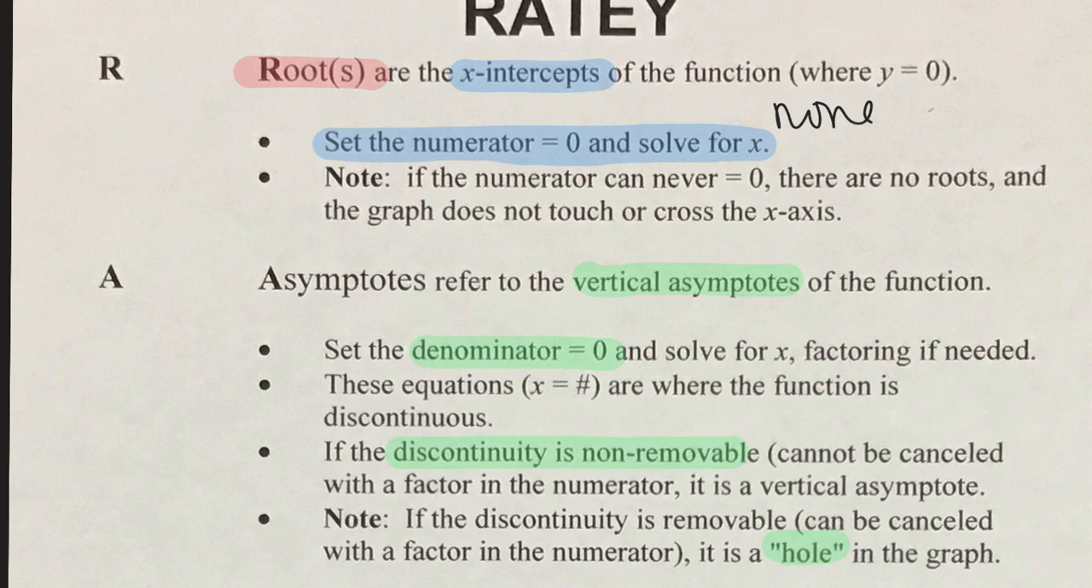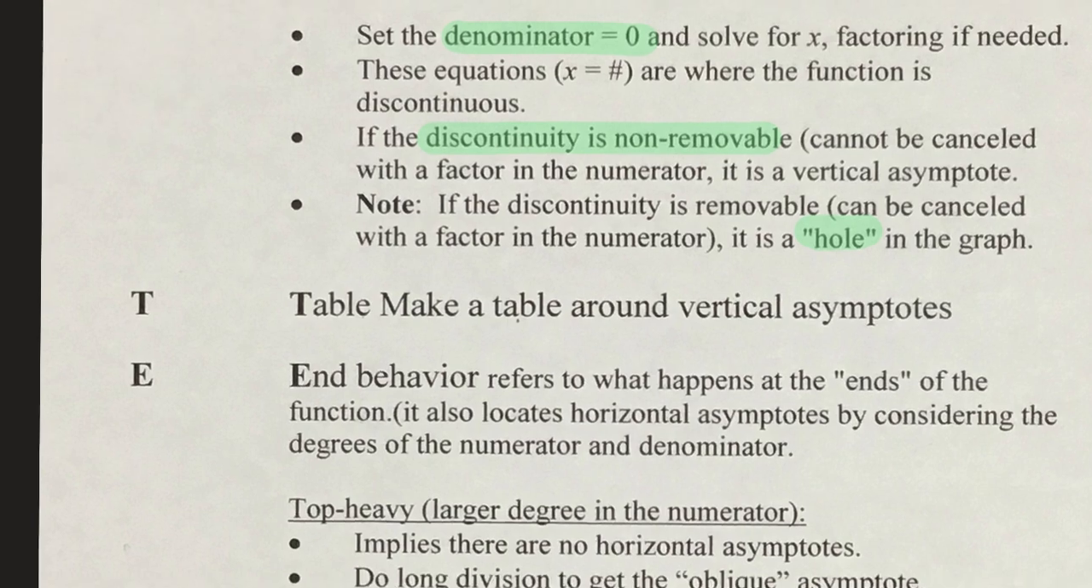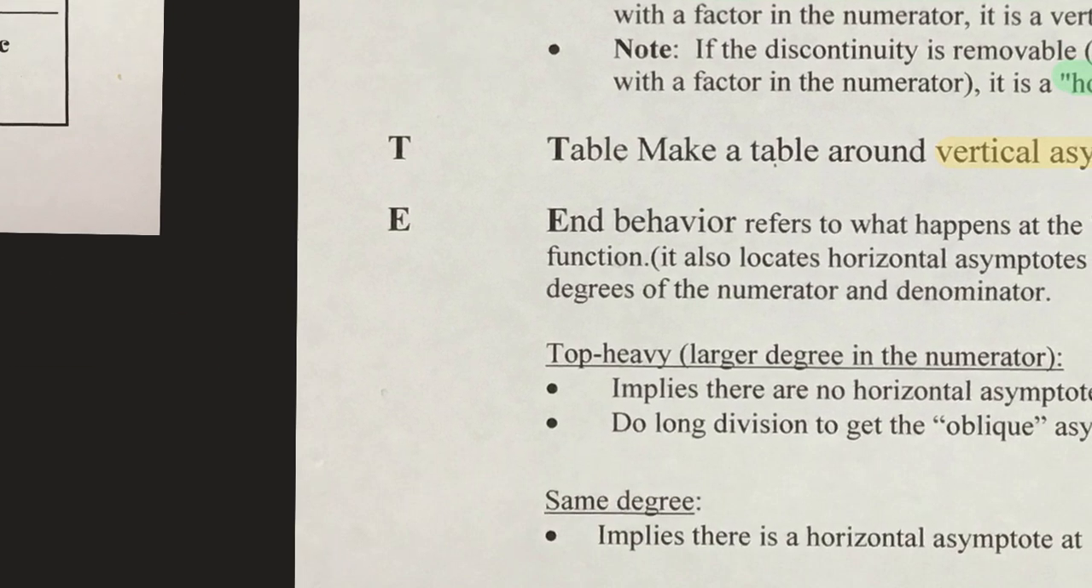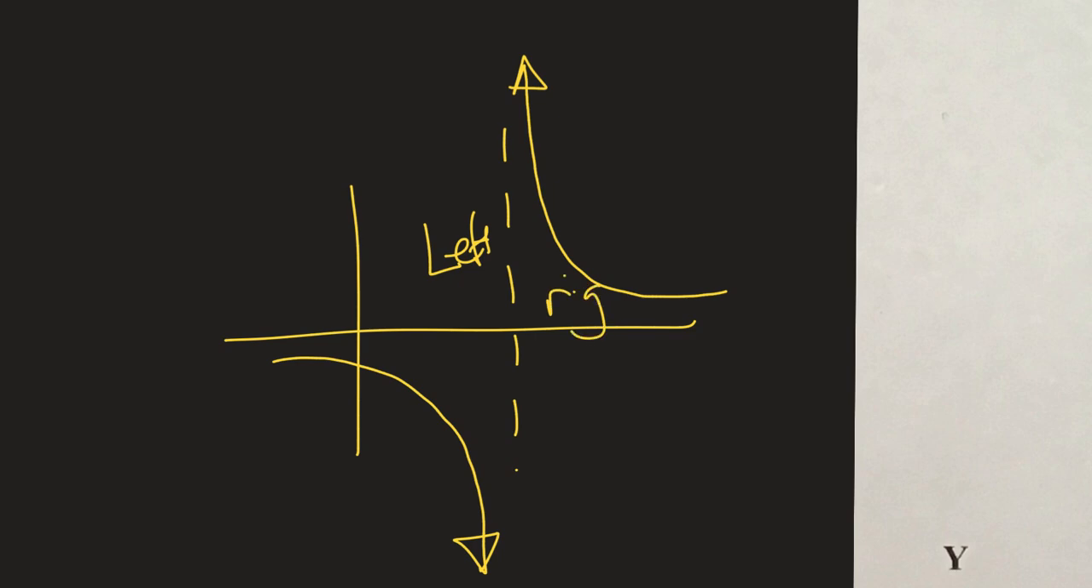Okay, and then we have the T. The T is making a table around the vertical asymptotes. Okay, we're going to make a table to see, does the graph go up or does the graph go down, right? So here maybe we have a graph and we have a vertical asymptote here. So we're trying to decide, does our graph approach infinity or does our graph approach negative infinity? Okay, so we're looking for the left side of your asymptote, and we're going to do a calculation for the right side of the asymptote. And we're going to do this using the table.